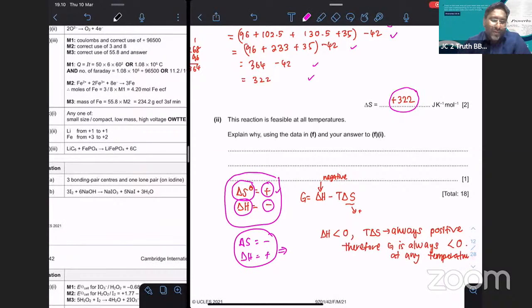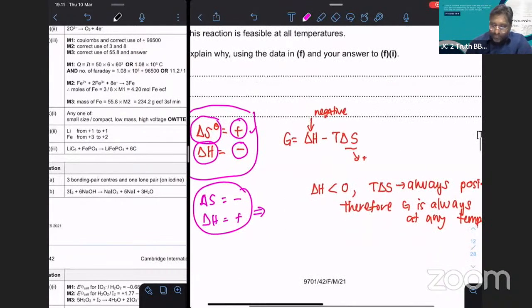The one that we also learned, if the signs are the same, then it's going to be feasible for certain temperatures and so on. So that one I already taught you. But now we need to use the data and answer this. So here, we know the Gibbs free energy.